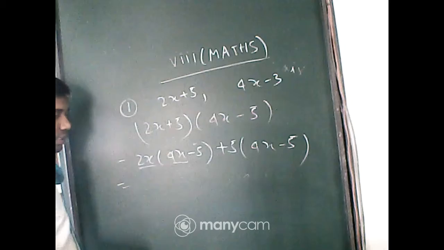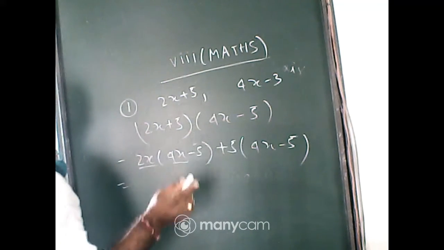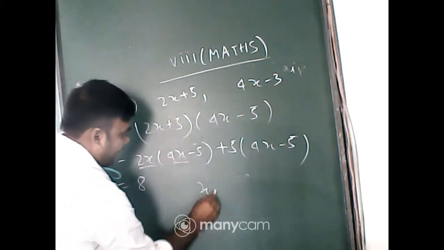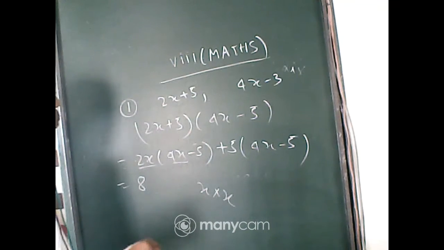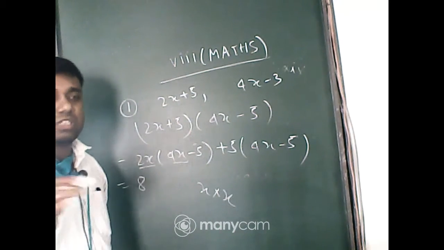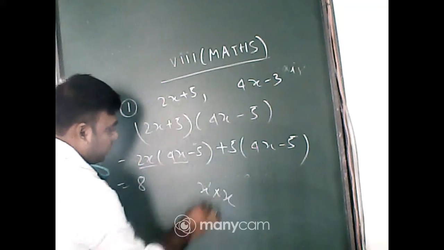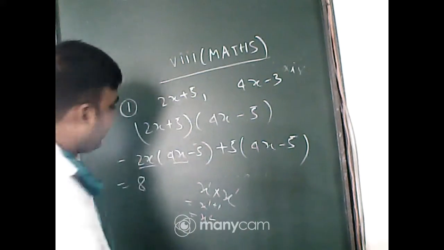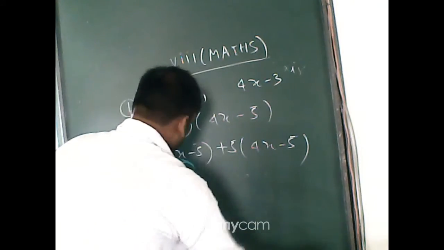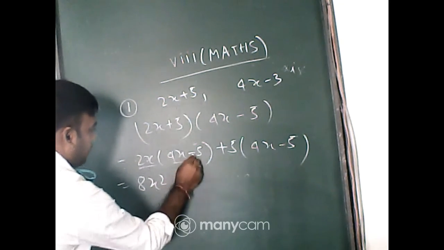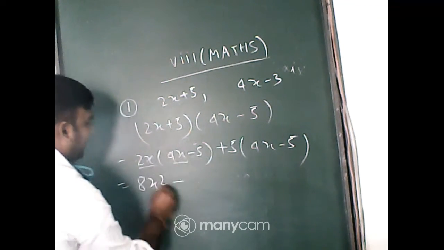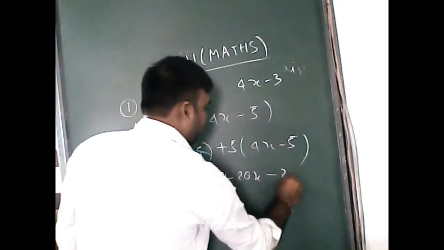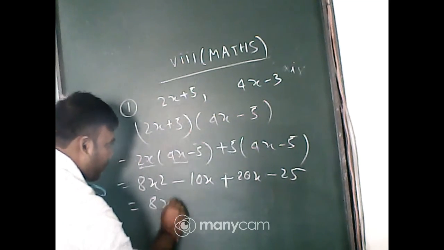Now 2x into 4x: first multiply the coefficients, then the variables. 2 into 4 is 8. Now x into x: students, in class 7 I taught you that when multiplying the same variables, the powers are added. Powers of x are 1 and 1, so x to the power 1 plus 1, that is 2, x square. So 8x square. Then plus into minus, minus into plus, that is minus 2 into 3, minus 6x, plus 5 into 4, 20x, minus 15.